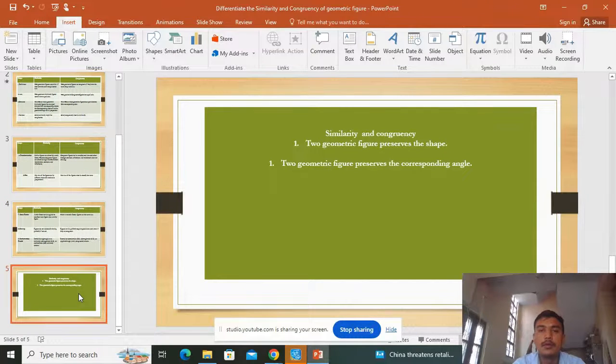And what are the similarities between these two concepts? Similarity and congruence have a common concept: both geometric figures preserve the shape. Two geometric figures preserve the corresponding angles. These two are common concepts.